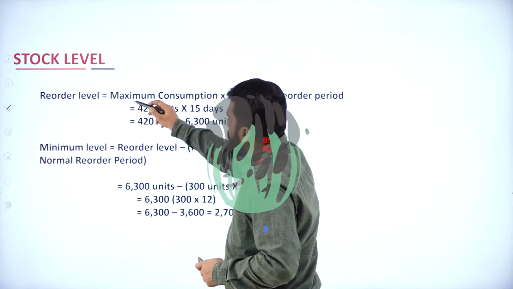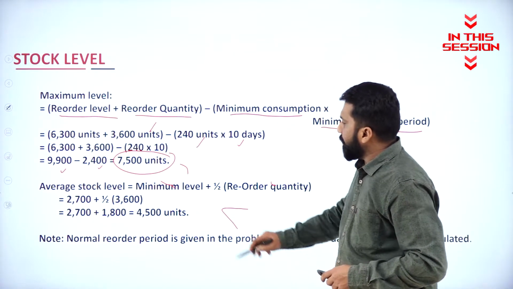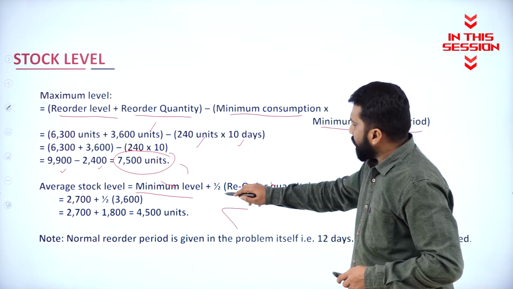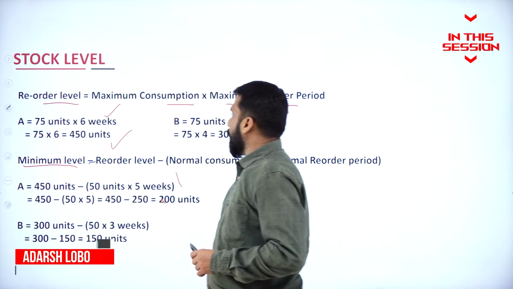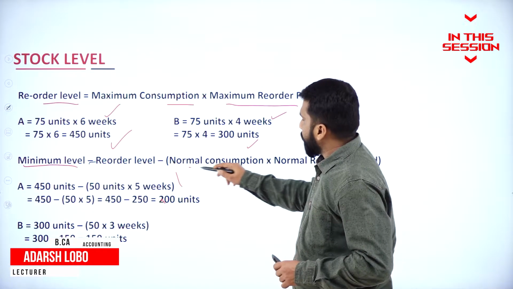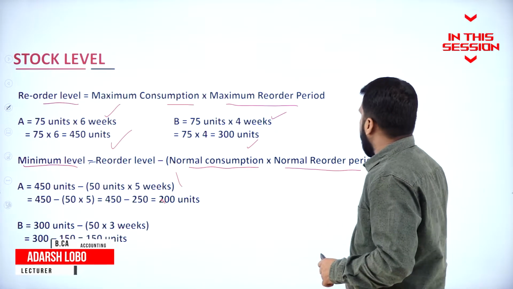Reorder level is equal to maximum consumption into maximum reorder period. Average means minimum level plus half of the reorder quantity. So the minimum stock level formula is reorder level minus normal consumption into normal reorder period.